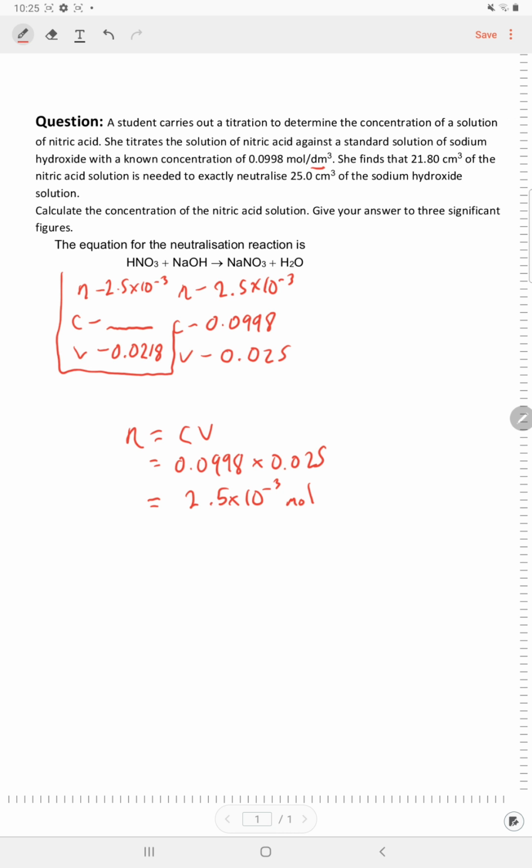So now, if you focus on this side, we need to work out C, and we've got the other two parts of the equation. We've got n and V. So C equals n divided by V. Just rearrange the equation. So it's 2.5 times 10 to the minus 3 divided by 0.0218, which gives us a final answer of 0.115 moles per decimeter cubed.